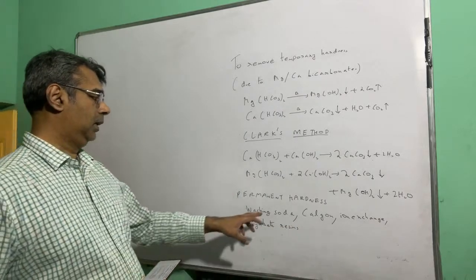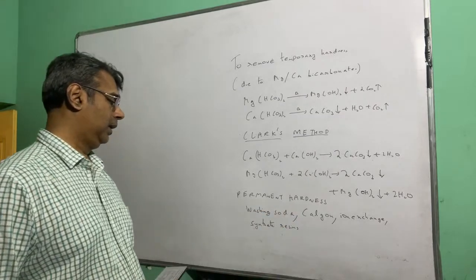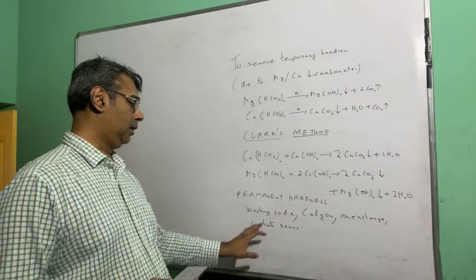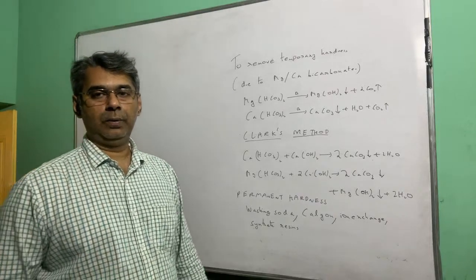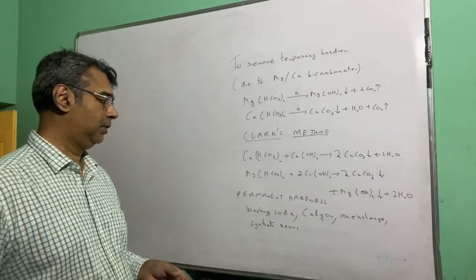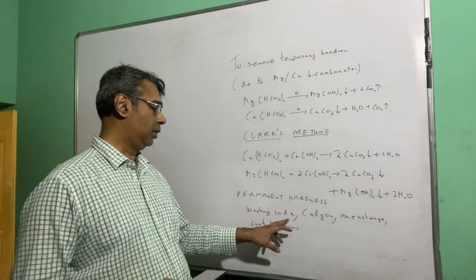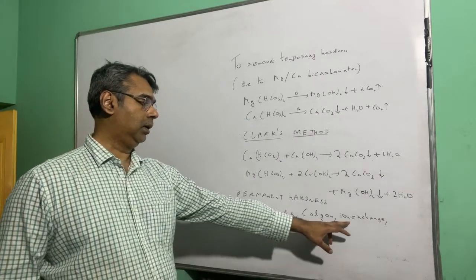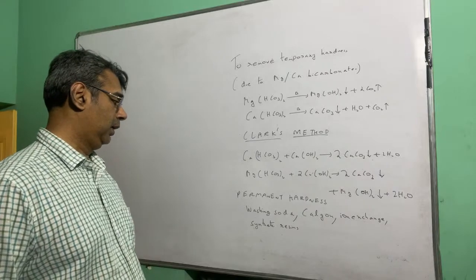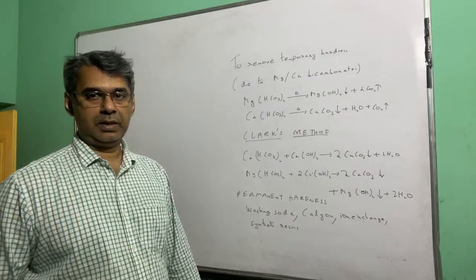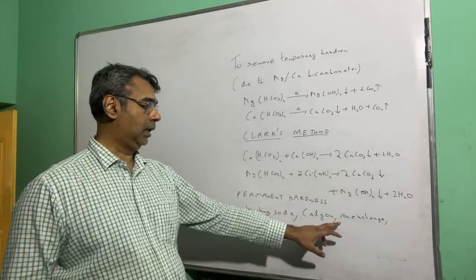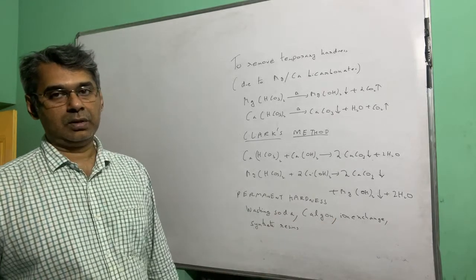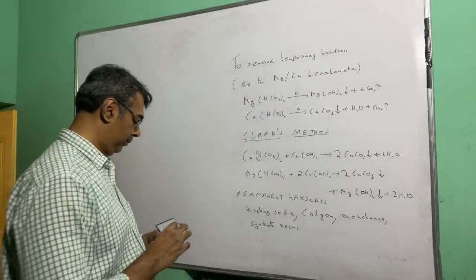Okay, then we come to the next one, how to remove permanent hardness. Permanent hardness is due to soluble chlorides and sulfates. You can remove it by washing soda, calgon, ion exchange, or synthetic resins. These are the methods. So permanent hardness can be removed either with washing soda or calgon or ion exchange or synthetic resins.